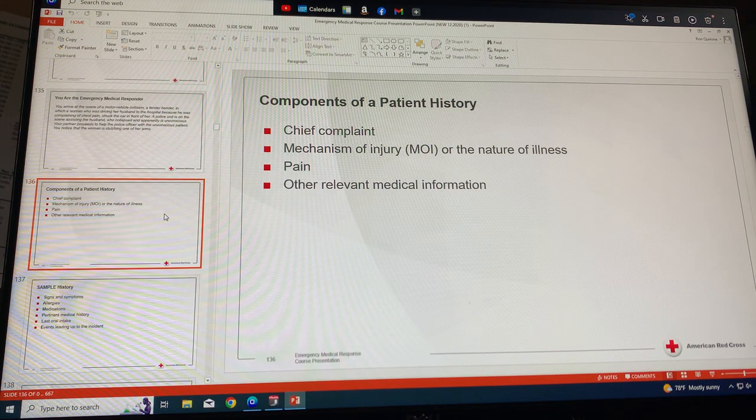Okay, the next is pain. Pain is something that obviously you want to address, right? So if someone's in pain, we know where that pain is coming from, and that might help narrow down the problem, okay? Not necessarily, though. Other relevant medical information.